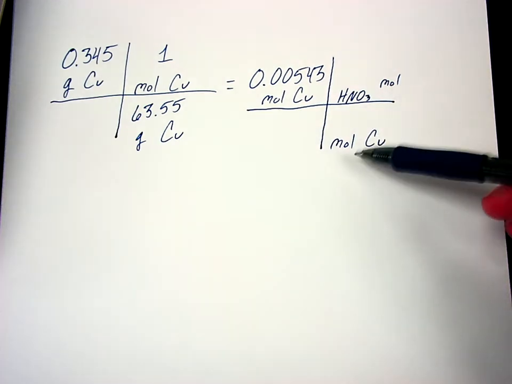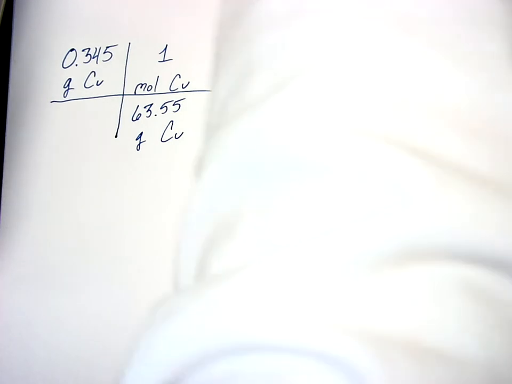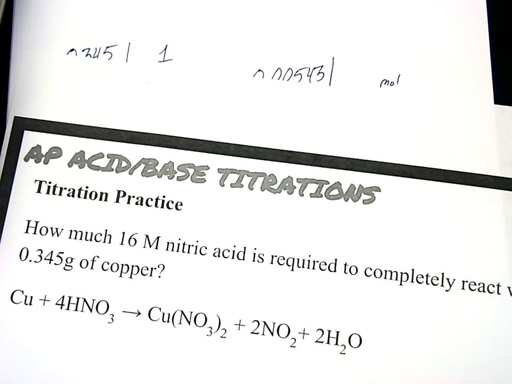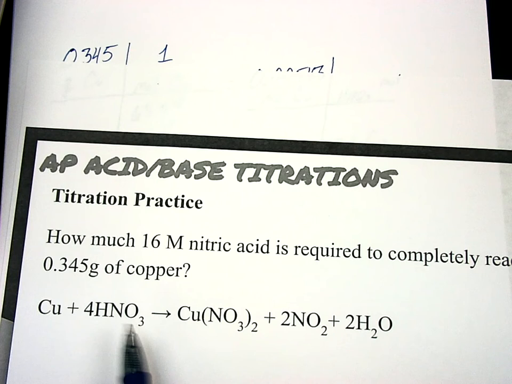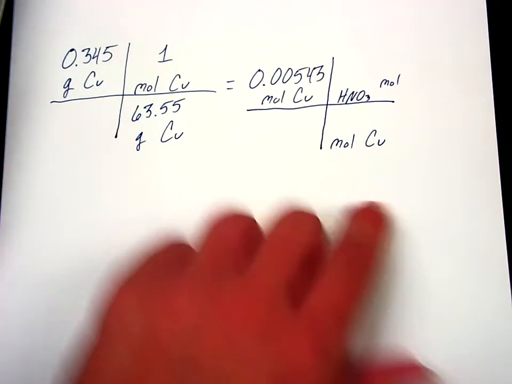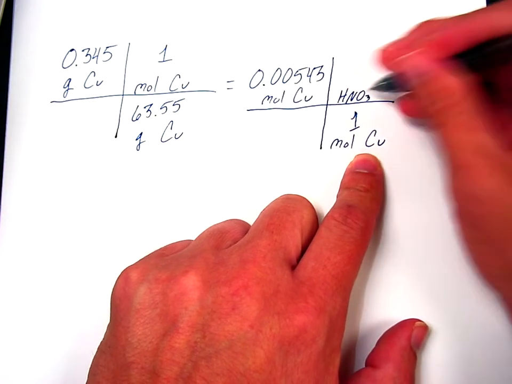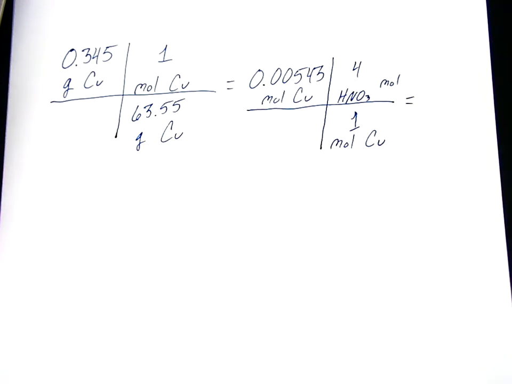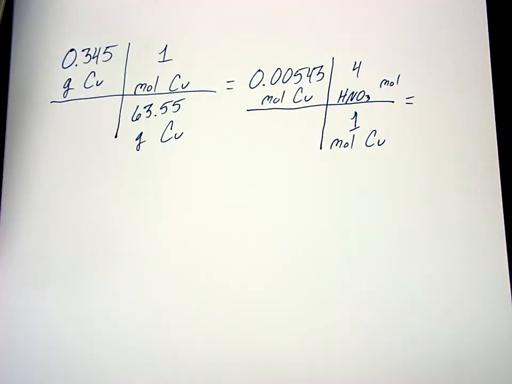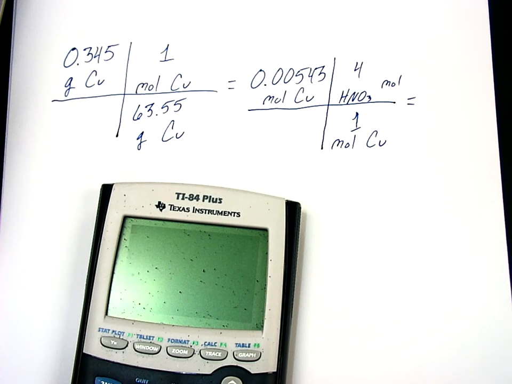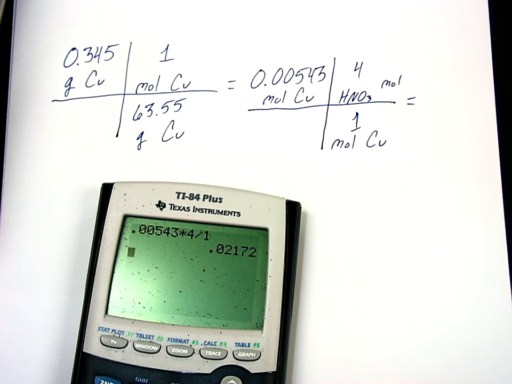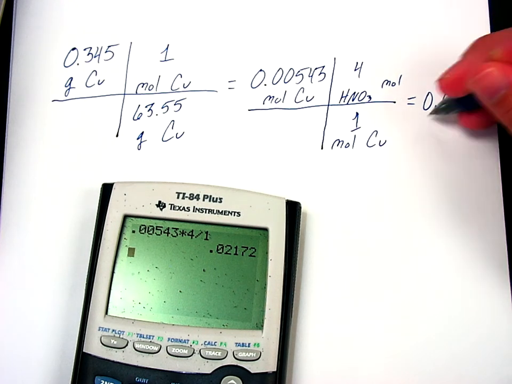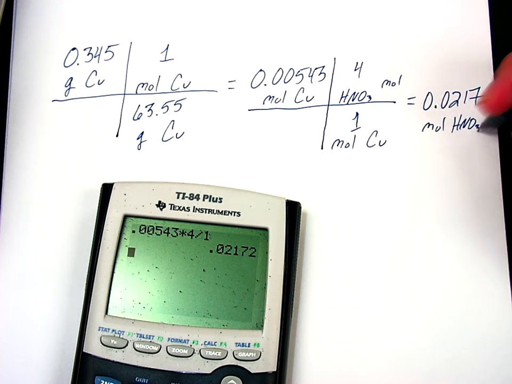Now moles is over moles, which we know always looks at the coefficients of the balanced equation. All right, so if we look here, we can see that our coefficient for copper is 1, our coefficient for nitric acid is 4. Copper is 1, nitric acid is 4. All right, so let's run this value, and you'll see that 0.00543 times 4 divided by 1 is going to give me a value of 0.0217. And now we've got moles of HNO3.